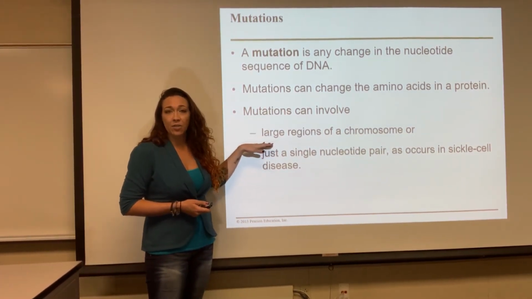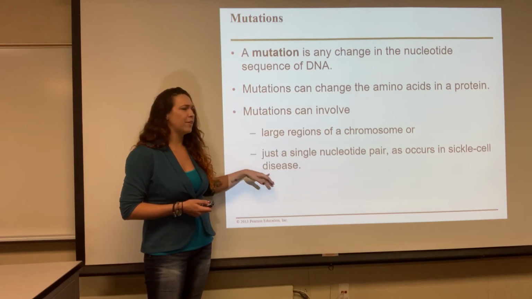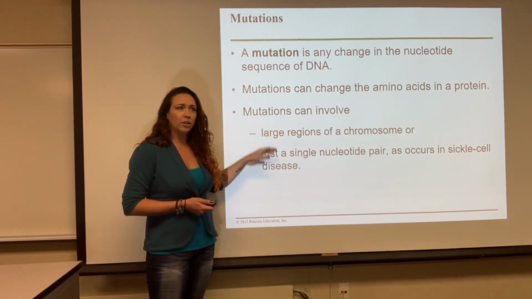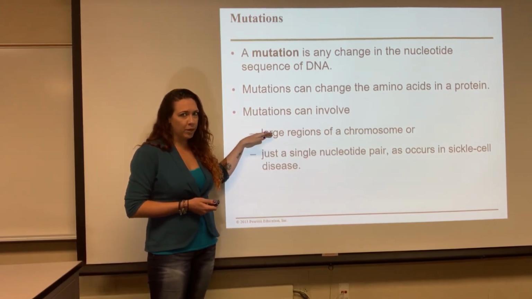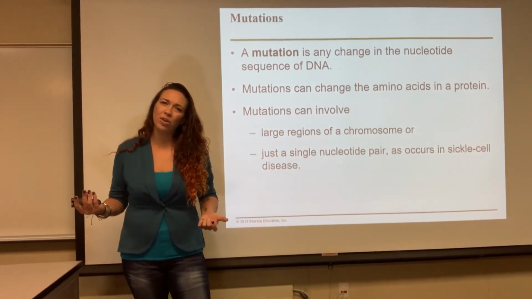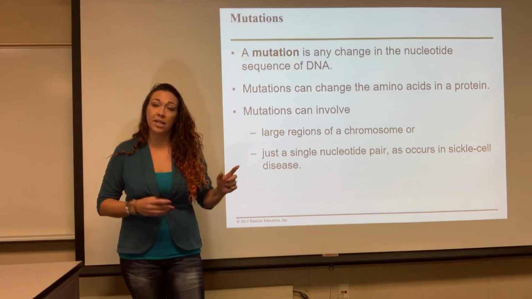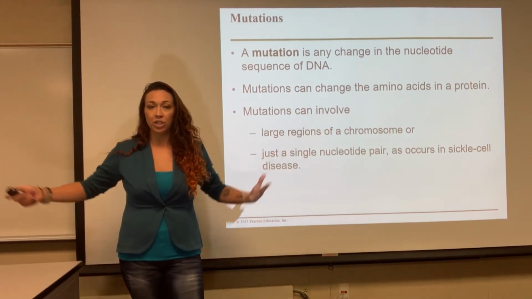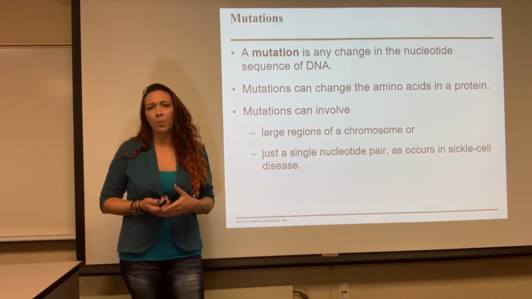So mutations can either be large mutations, or they can be very, very small mutations. Larger mutations, you can imagine, are going to cause bigger problems. Smaller mutations, meaning that A just went to a C, is probably going to only affect one single amino acid in your very long protein chain. So that mutation probably won't be such a big deal.